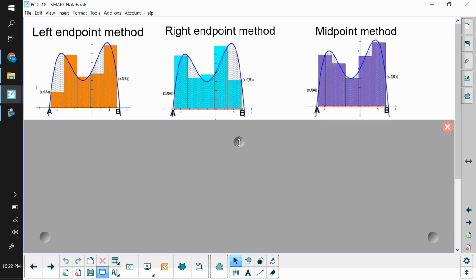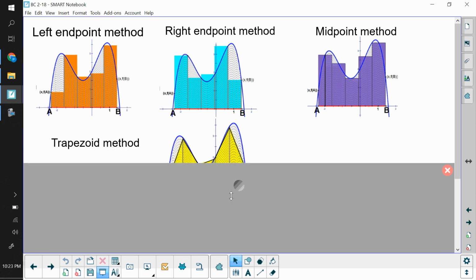So the methods we've seen so far, we've had our Riemann sums where we do our left-hand endpoints, that's in the orange there. Our right-hand endpoint method, where each height is determined by the height at the right edge of the interval, and then the midpoint method. Those are the three we've seen so far.